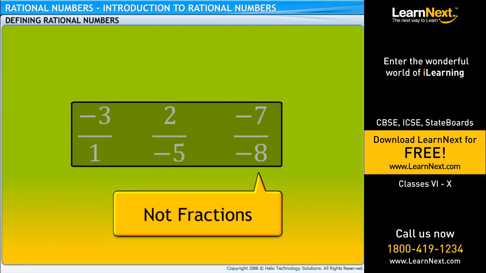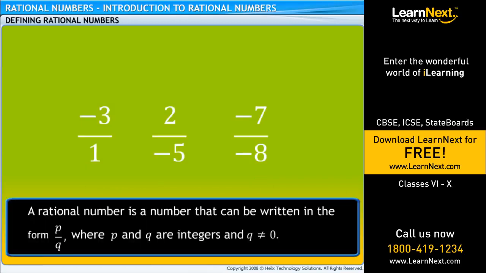Seems like Unc has created a new group of numbers. These numbers are called rational numbers. A rational number is a number that can be written in the form p divided by q, where p and q are integers and q is not equal to 0.